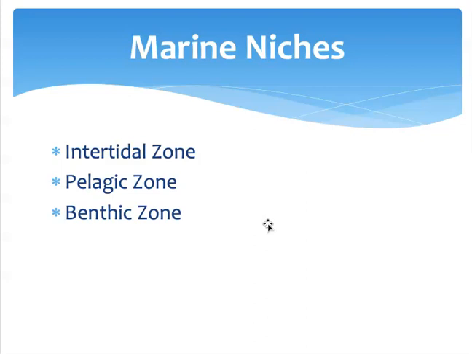Now, remember I told you we'd have different words for the same kinds of things? Here we are. Before we had littoral, limnetic, and profundal. Now we've got intertidal, pelagic, and benthic. They're going to end up being essentially the same thing, but we use these words when we're talking about marine environments. You follow? You'll see them each again.